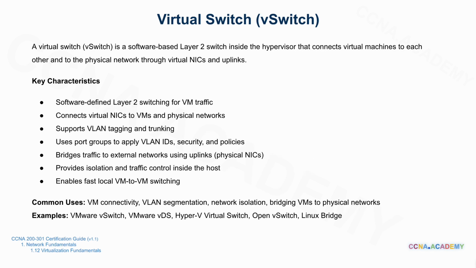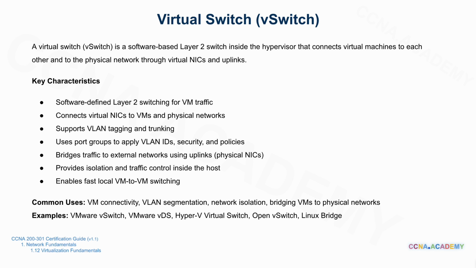A virtual switch works just like a physical Ethernet switch, except it's entirely software-defined. It connects VMs to each other and to the external network through physical uplinks. It understands MAC addresses, supports VLAN tagging and trunking, and applies security or traffic policies based on the port group configuration.